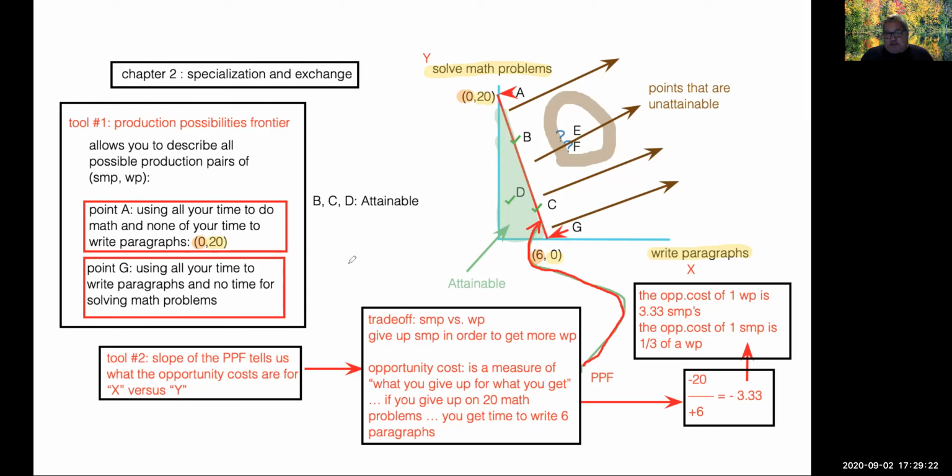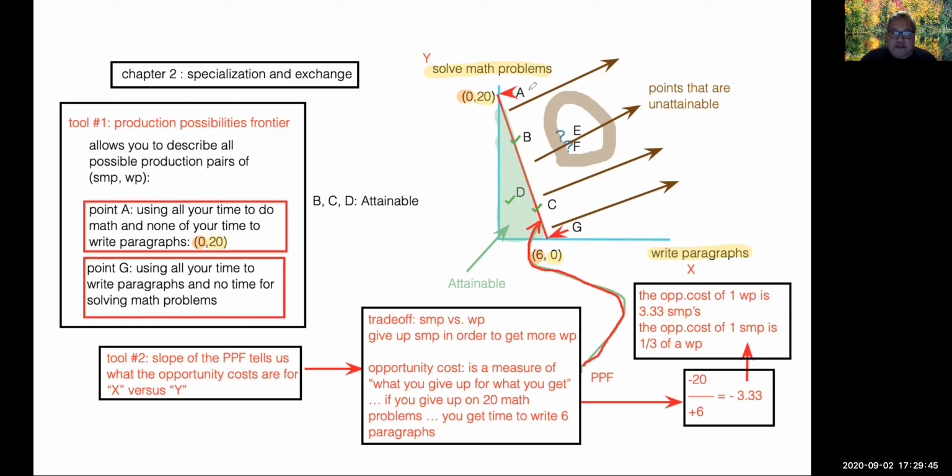So that is the production possibilities frontier. What does that line visually help us understand? It helps us understand the collection of all time allocations that we can feasibly devote to writing paragraphs and solving math problems in tandem, in combinations of the two, rather than just one or the other.